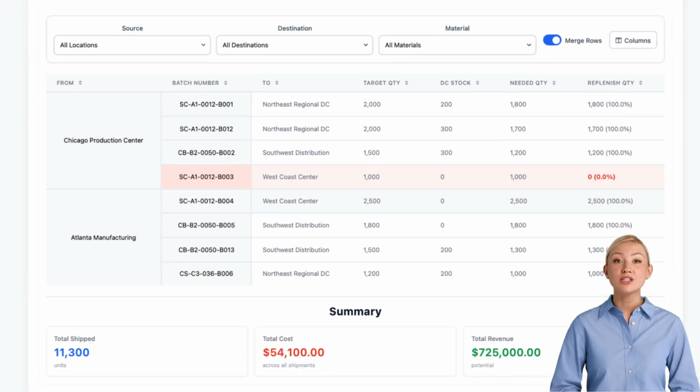Another example is Southwest distribution. The target quantity shows 1,500 with distribution center stock of 300, resulting in needed quantity of 1,200. Again, that distribution center stock of 300 represents only the usable inventory after expired products were removed from calculations. Notice how the replenished quantity matches these higher needed quantity amounts: 1,800 and 1,200 units respectively, both showing 100% fulfillment.